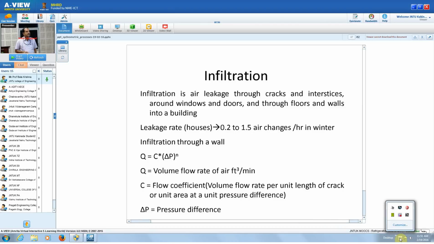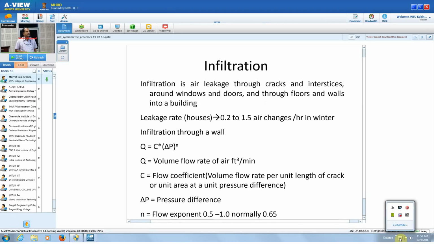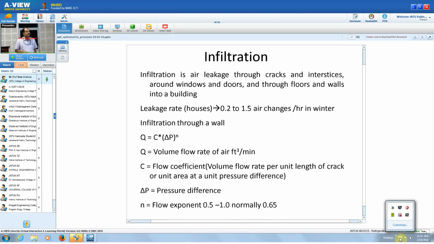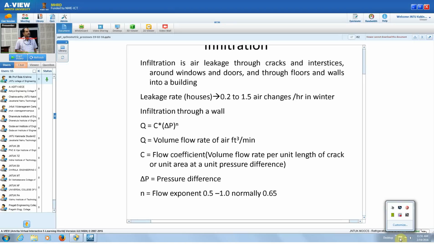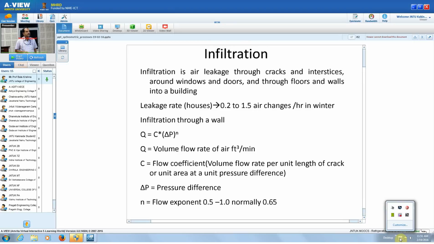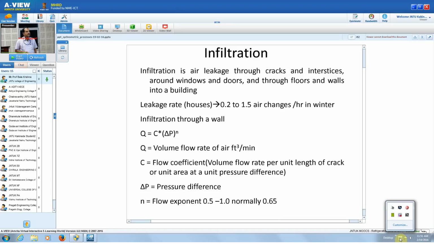Okay. So I am talking about infiltration. Infiltration is air leakage through cracks and interstices around windows and doors and walls into the building. Already we are talking about infiltration, how to calculate infiltration, how the air is entering into the room. That's why the leakage rate for houses is 0.2 to 1.5 air changes per hour in winter.